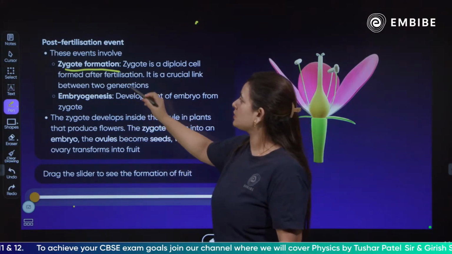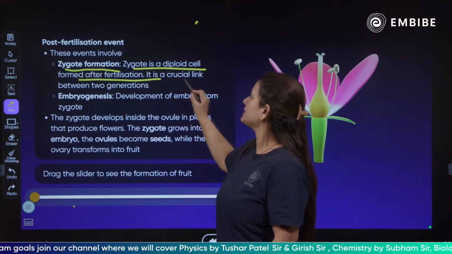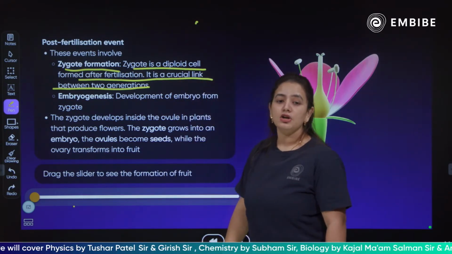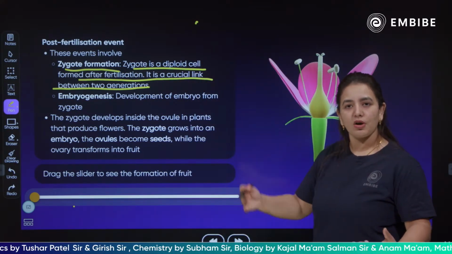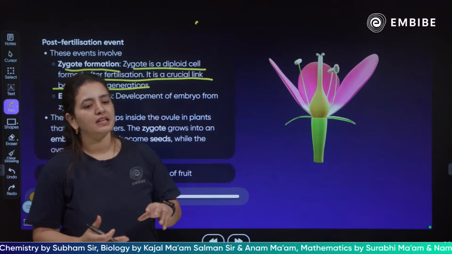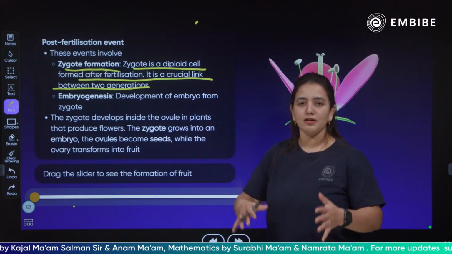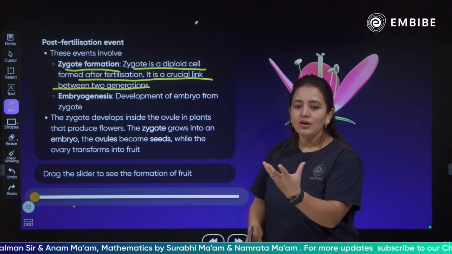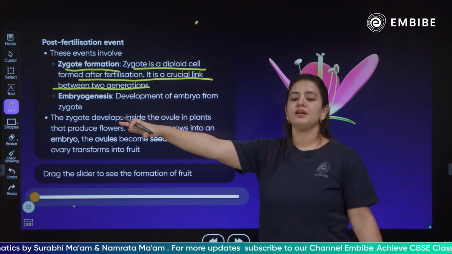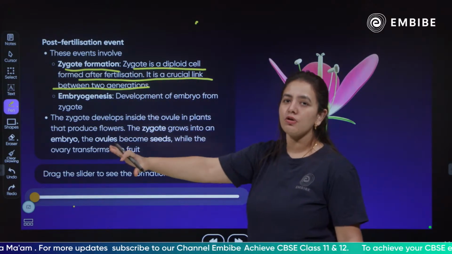Okay, so the first formation is of the zygote, and the zygote is a diploid cell formed after fertilization. It is a crucial link between two generations. Why two generations? Because one is coming from the female, the other is coming from the male. So two gametes are basically fusing. That is why it is called two generations. The fusion has taken place. So the embryo is a connecting link between the parent gametes and of course the new offspring, which is basically the new plant which is going to form.